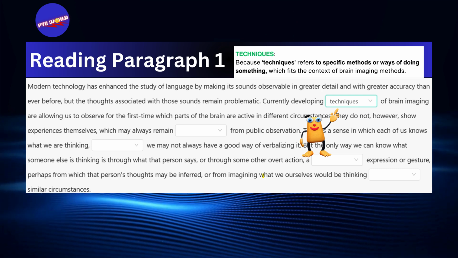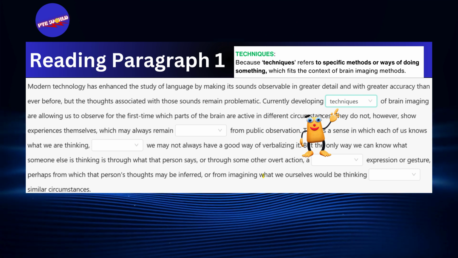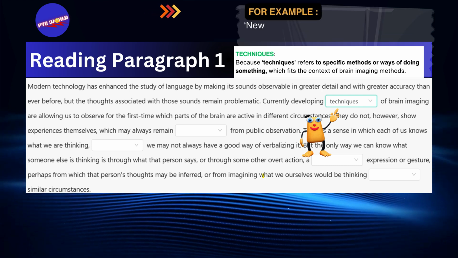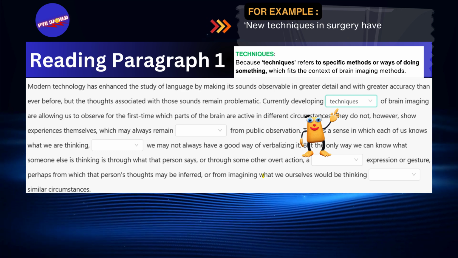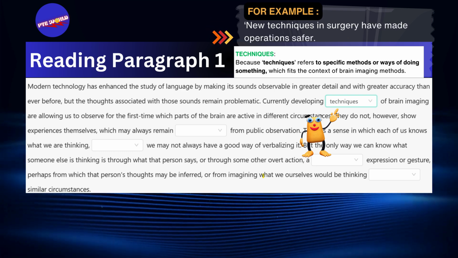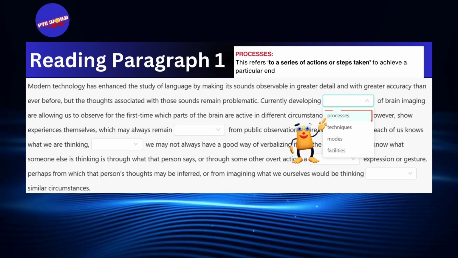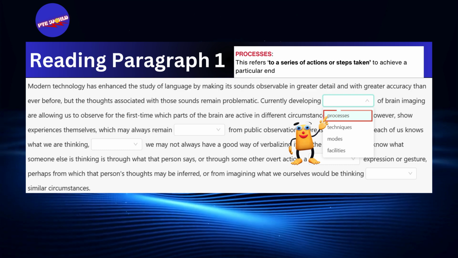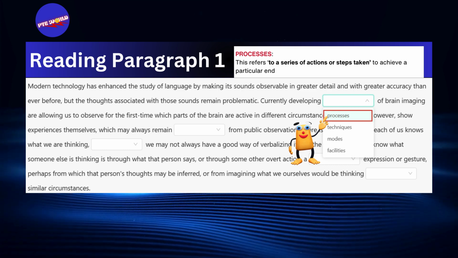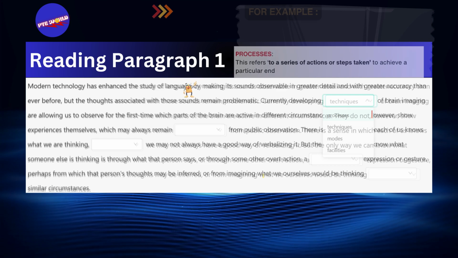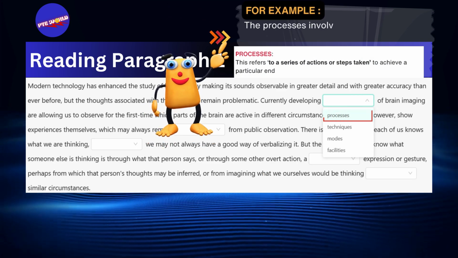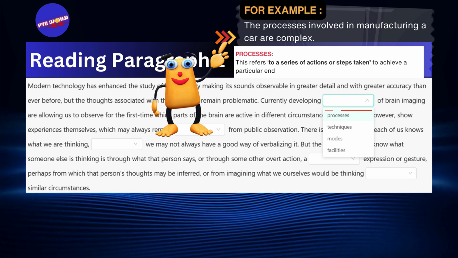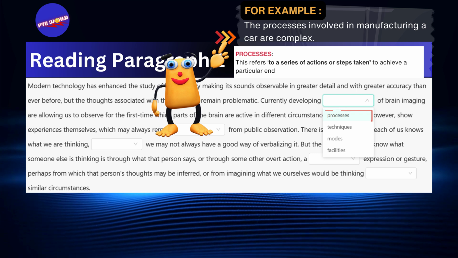Why? Because techniques refers to specific methods or ways of doing something, which fits the context of brain imaging methods. For example, new techniques in surgery have made operations safer. Now, let's look at why the other options don't work. First is processes, which refers to a series of actions or steps taken to achieve a particular end. For example, the processes involved in manufacturing a car are complex. This is too broad and doesn't specifically refer to the methods of brain imaging.